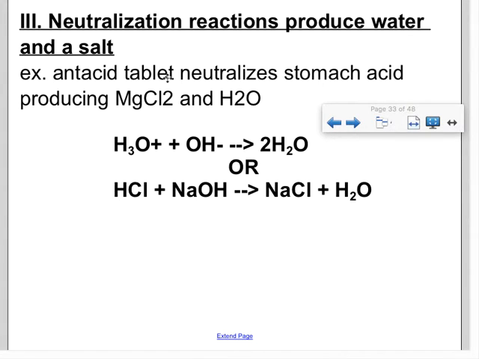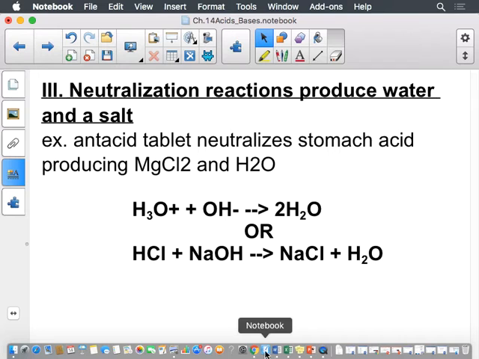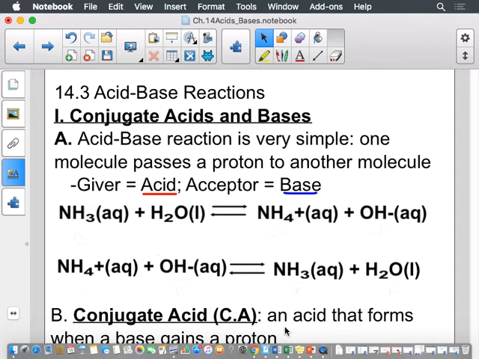So antacid tablets neutralize stomach acid, producing magnesium chloride and water. So here we go. Your homework assignment is going to look very similar to what we just did here on this first slide. So identify your acids and bases, and then look at that definition to figure out what would be your conjugate acid and your conjugate base.